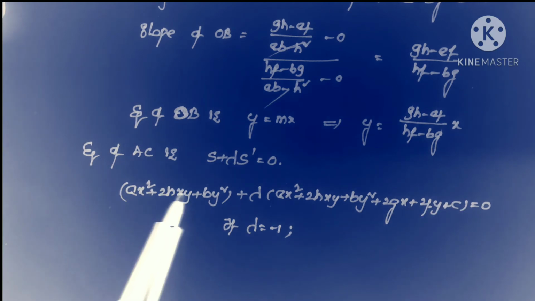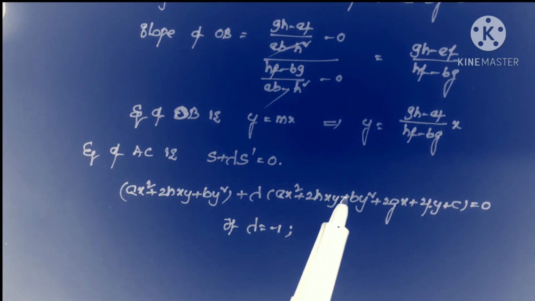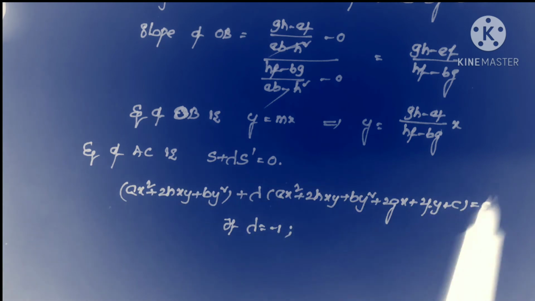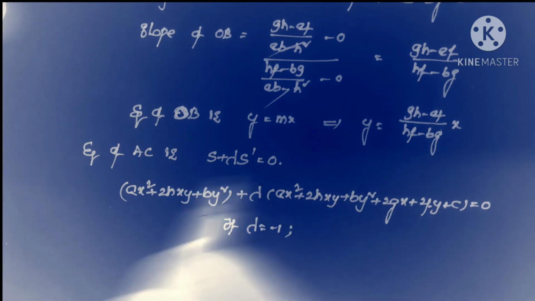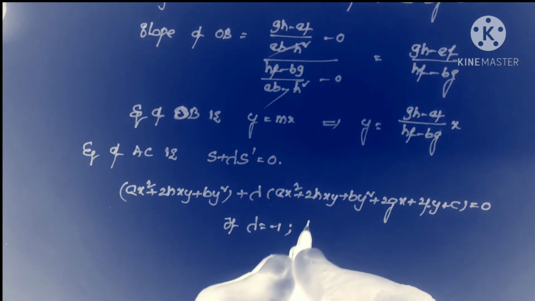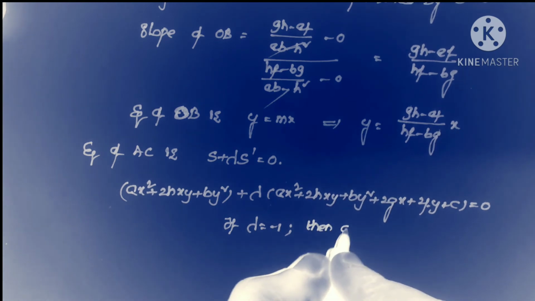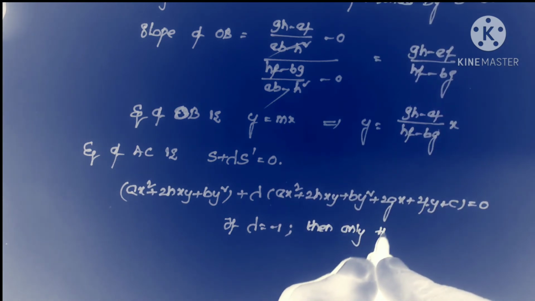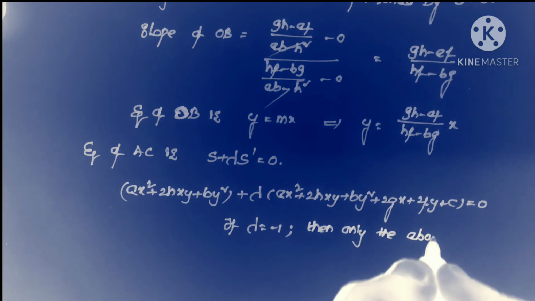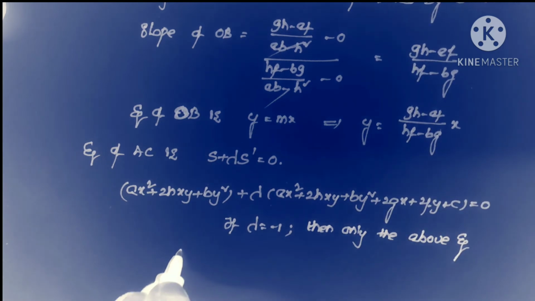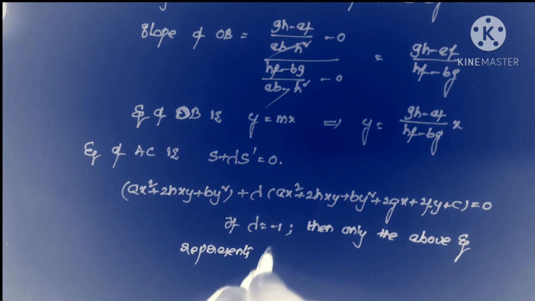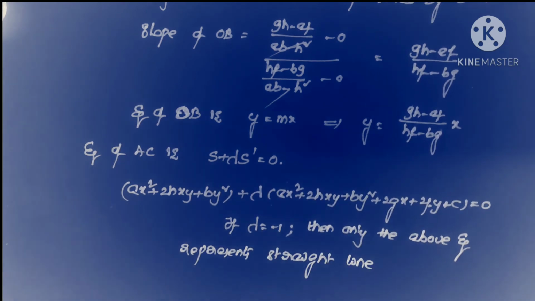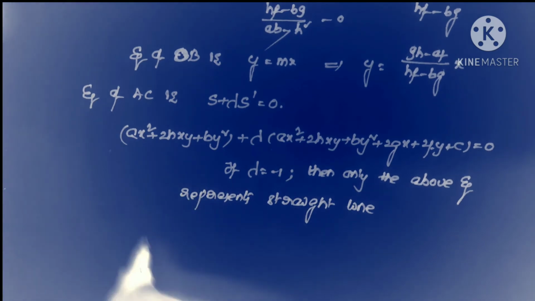Means we want to remove the terms x square, y square, xy from this total equation to get the straight line, since AC is the straight line. For that we substitute lambda equal to minus 1 in the above equation. If lambda is equal to minus 1, then only the above equation represents a straight line. Here we want the straight line since AC is the straight line, so we substitute lambda equal to minus 1 in this equation.